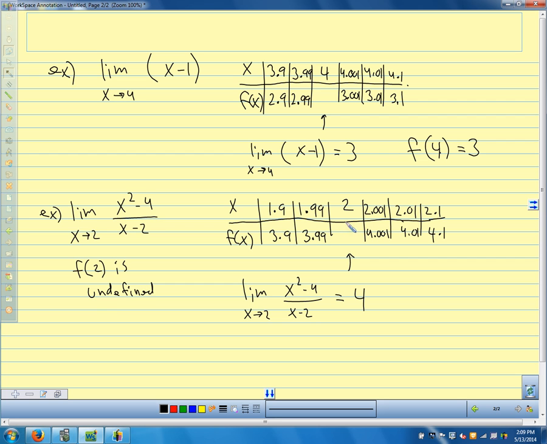So let's have a reminder of how we do this. Some of your homework problems will ask you to set up a table in your calculator to find your limit. So let's have a reminder how we do that. We're going to do this problem and come up with this table.